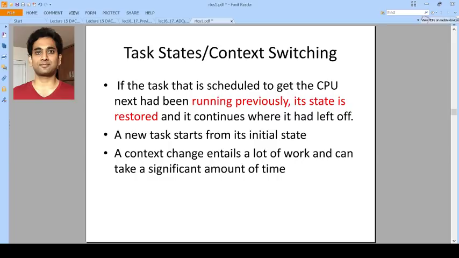So, when we want to come back to task 1, what we have done is, we are currently running task 1, but after some time, we want to switch the context to task 2. We save the current context to a stack, we save the current status of task 1 to a stack, and then move on to task 2.